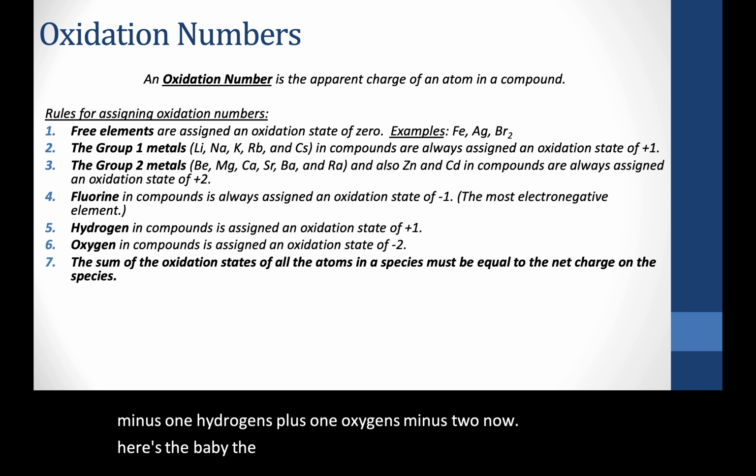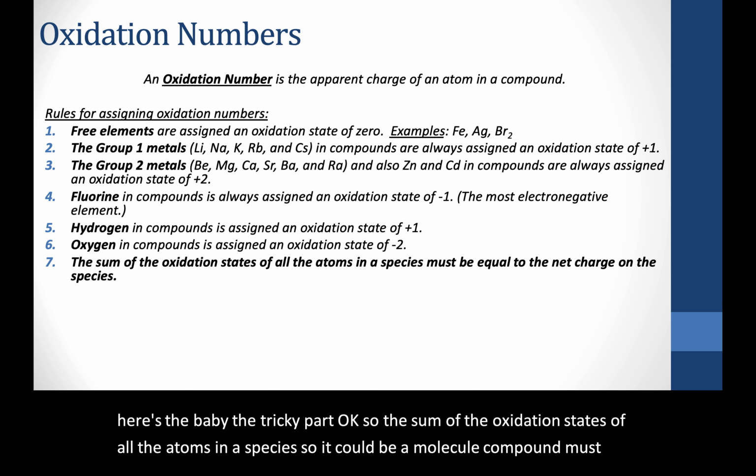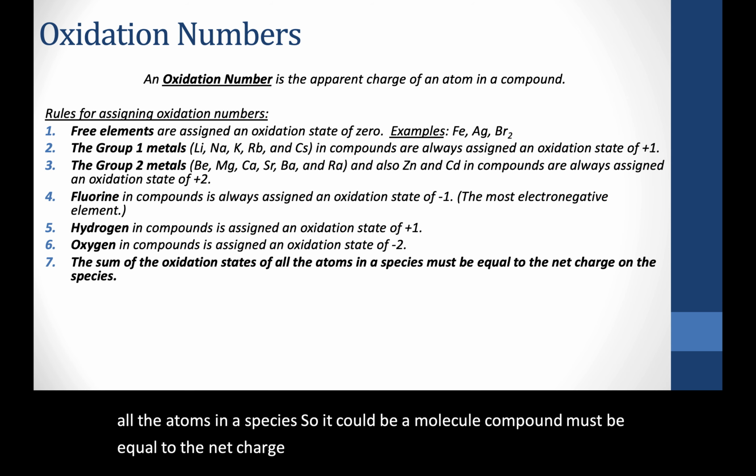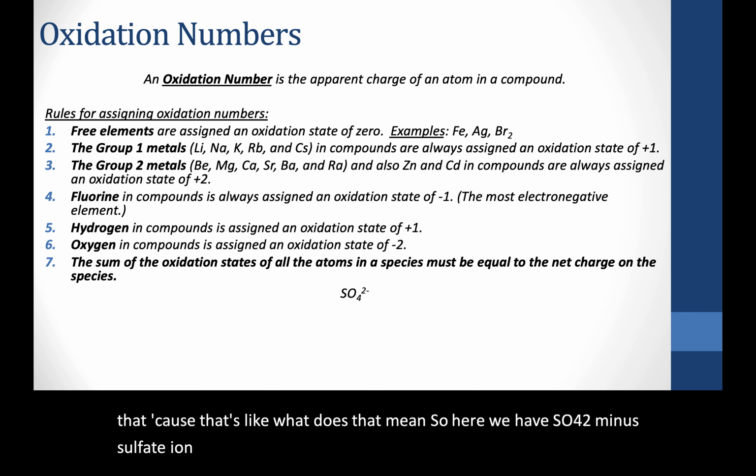Okay, so the sum of the oxidation states of all the atoms in a species, so it could be a molecule or compound, must be equal to the net charge on the species. All right, so let's do an example of that, because what does that mean? So here we have SO4 2 minus, right? A sulfate ion, a polyatomic ion.